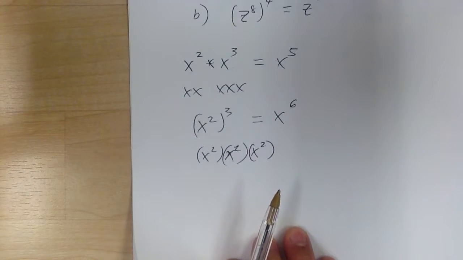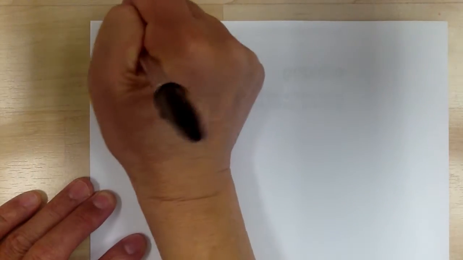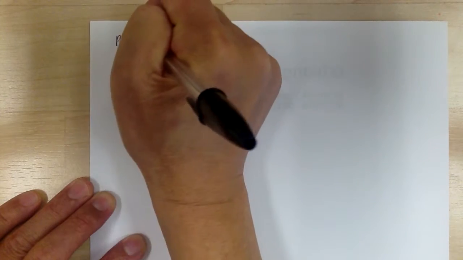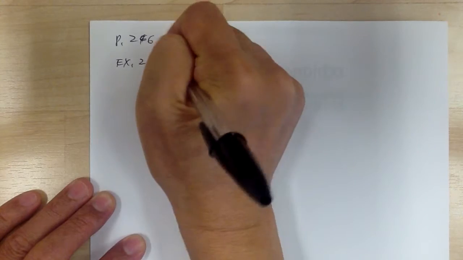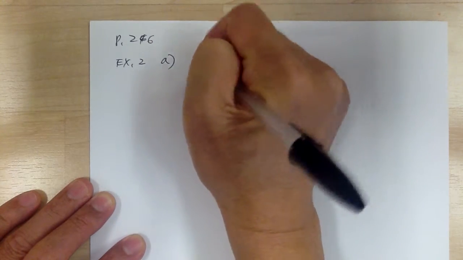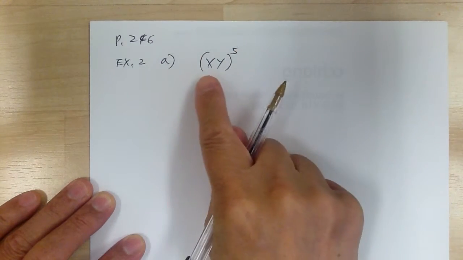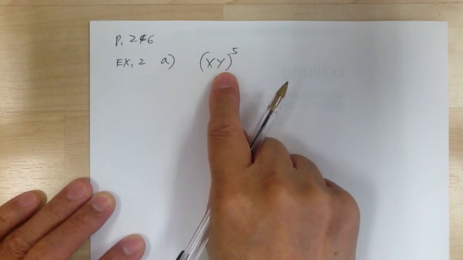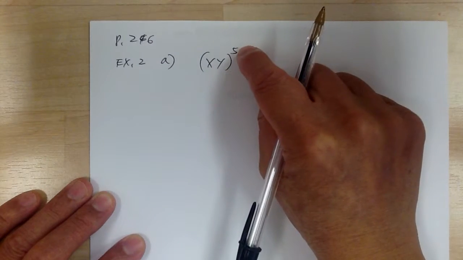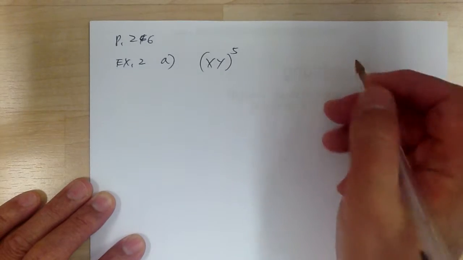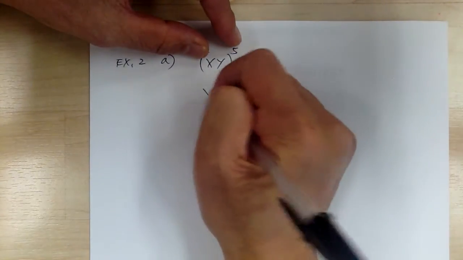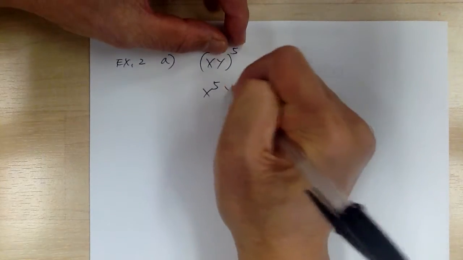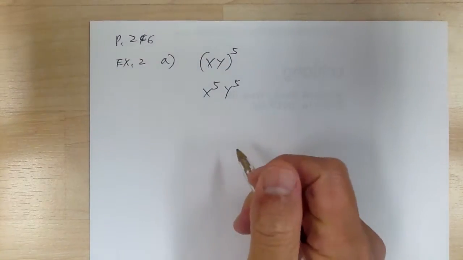So let's go to example 2. Example 2a, you have xy to the 5th power. Now you have more than one factor, so you have to use the power rule for each one of these. So this would be x to the 5, and this one will give you y to the 5. Okay, so you just multiply.